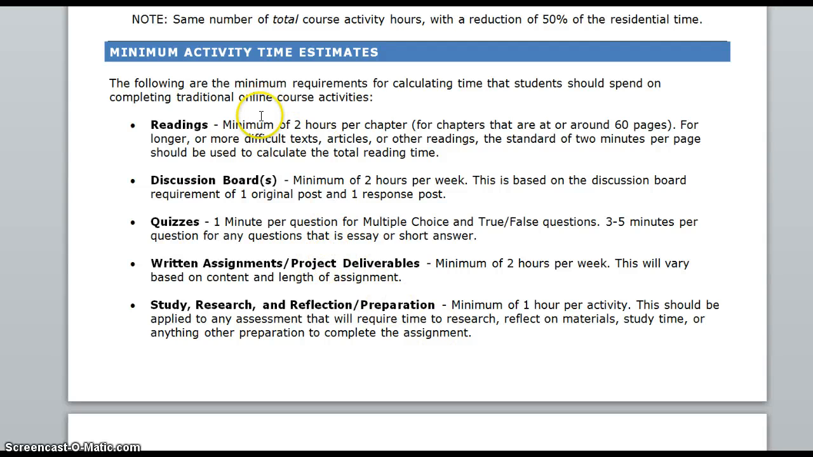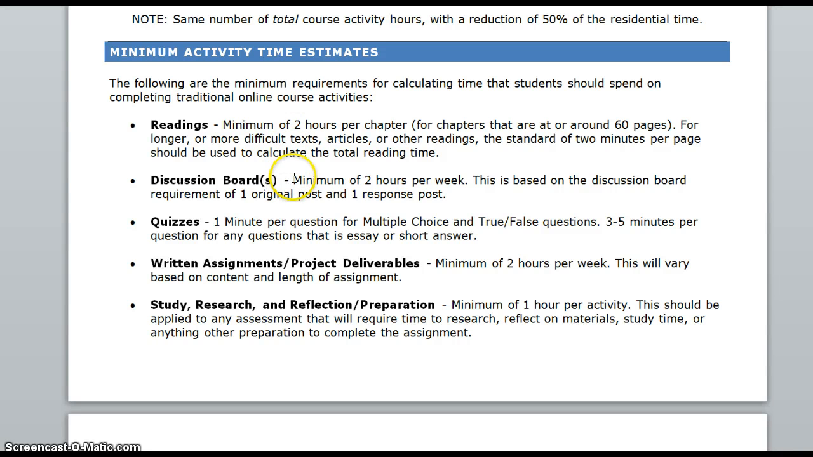Let's take a look at the bottom portion of this document, which gives us minimum activity time estimates. So this is provided to us by our online course development team. And this is what they use to sort of calculate time that the students should be spending in those traditional online course activities. Looking at reading, minimum of 2 hours per chapter.